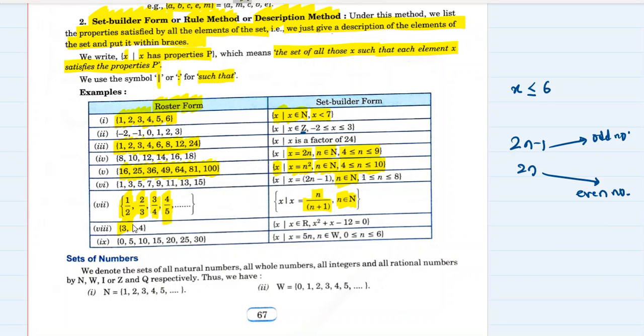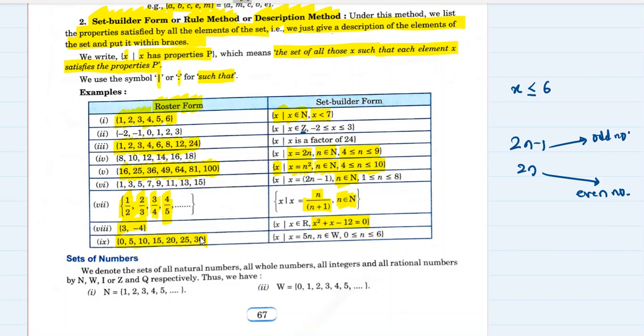Next is 3, comma, minus 4. Now this is very unique. This is the solution of this quadratic equation. I'm sure you don't have much idea regarding quadratic equations right now, so we are not worried about the 8th example. Let's look at the next example, 5, 10, 15, 20, 25.